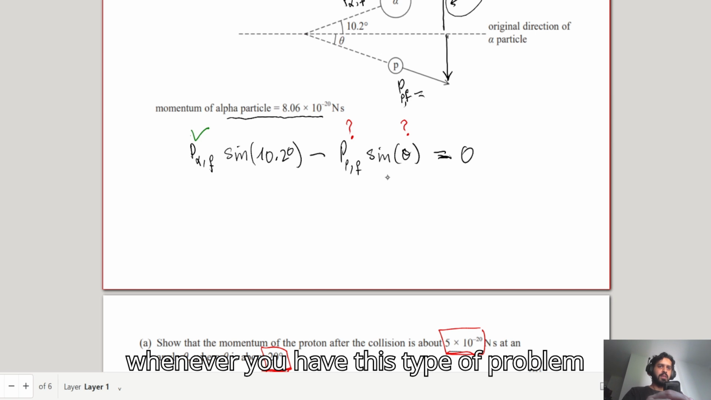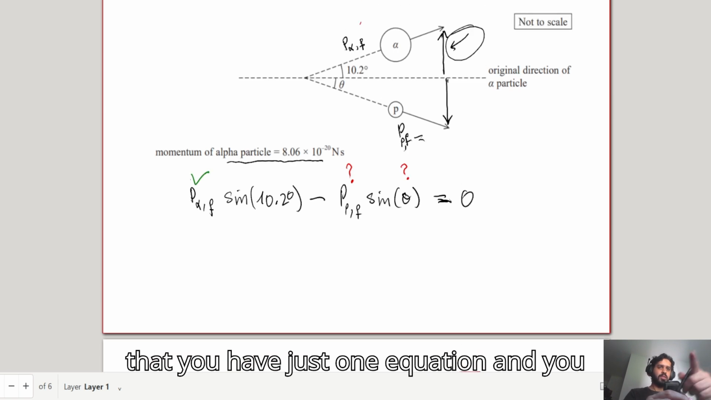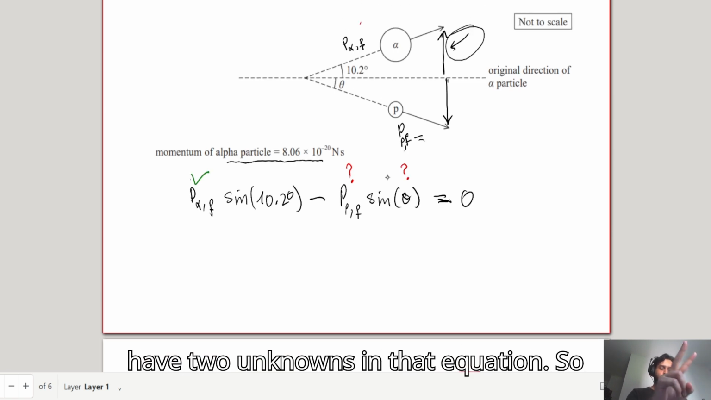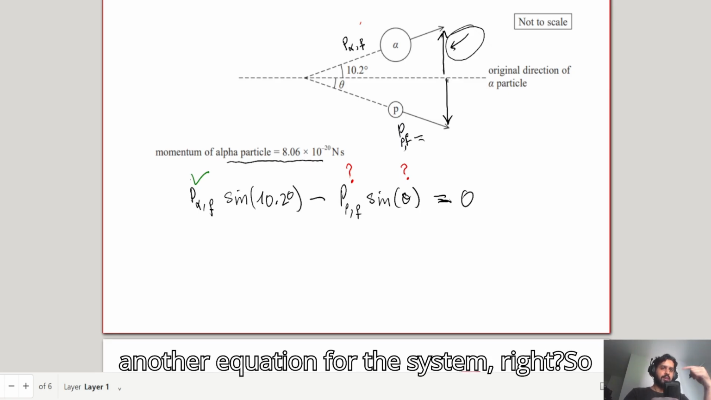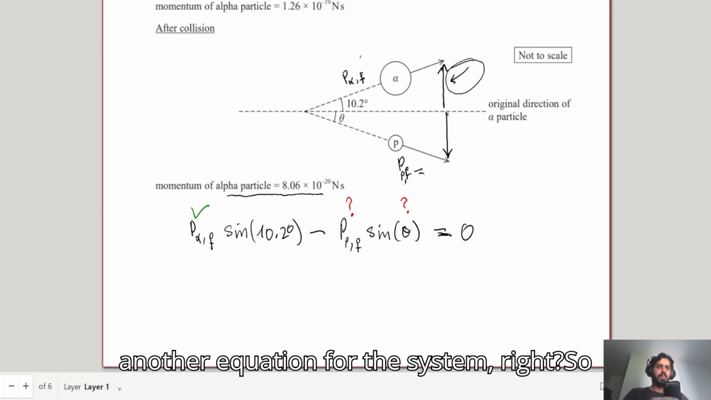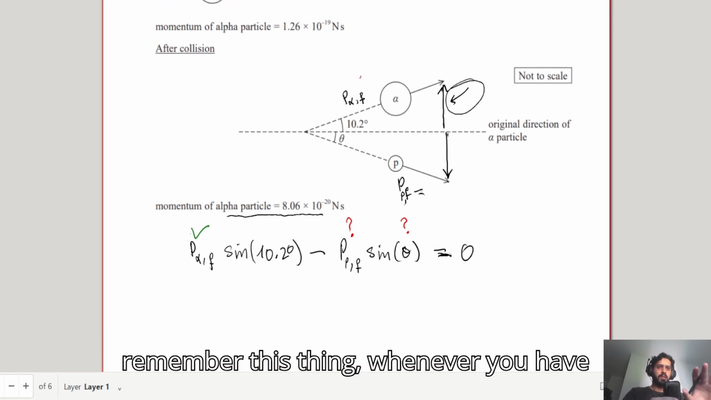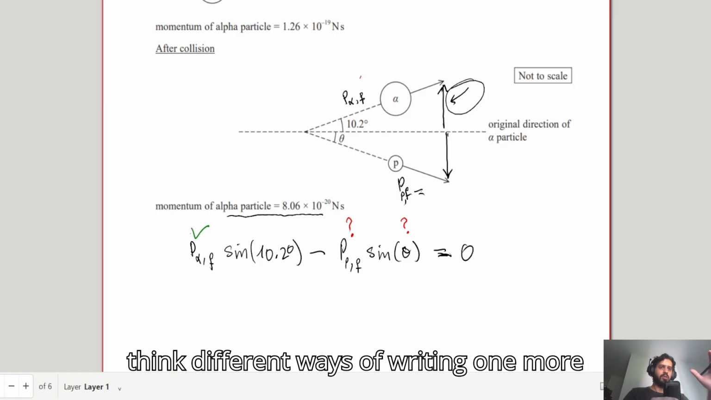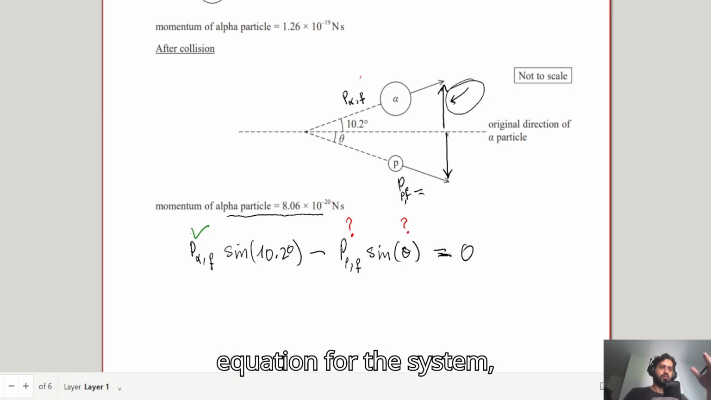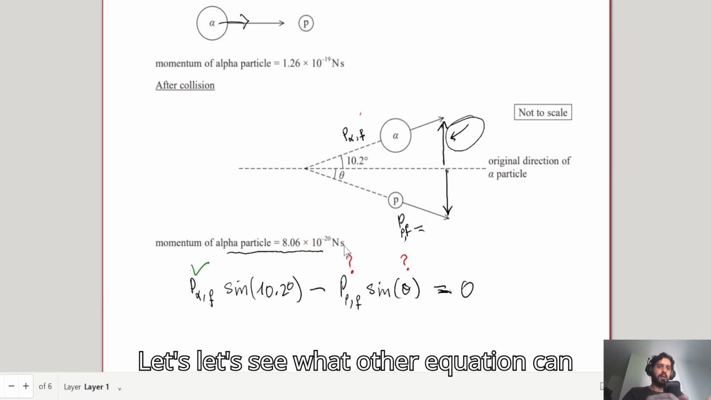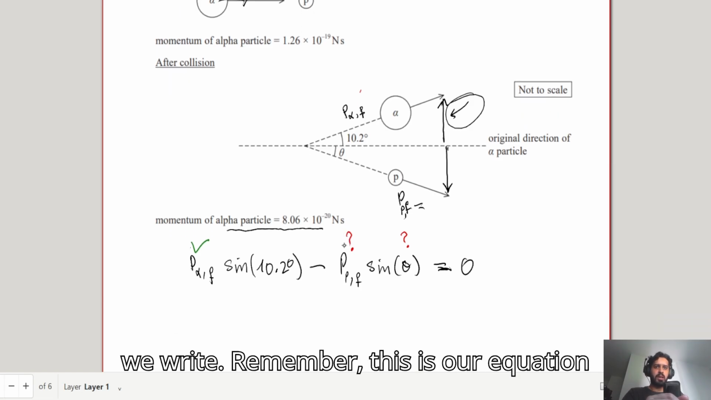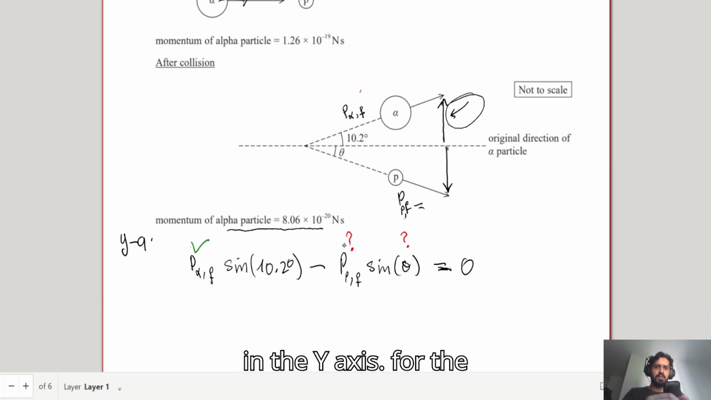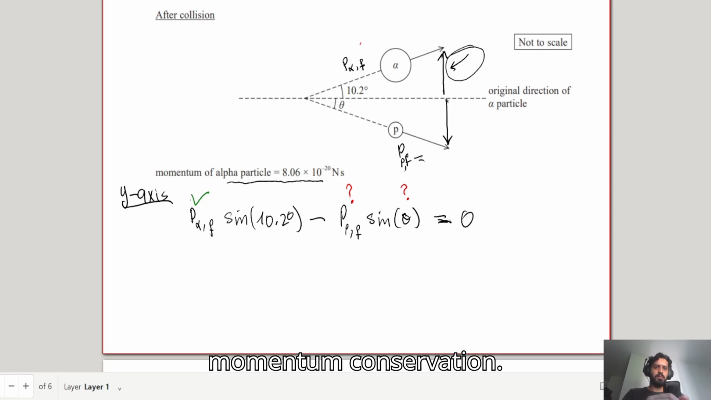So whenever you have this type of problem, where you have just one equation and two unknowns in that equation, that tells you that you need to find another equation for the system, right? So remember this: whenever you have one equation with two unknowns, always think of different ways of writing one more equation for the system. Let's see what other equation we can write.